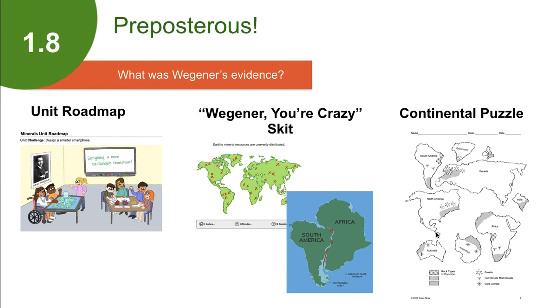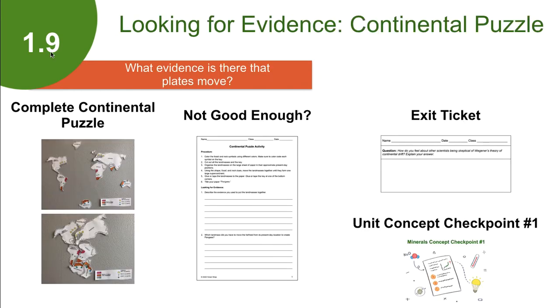Students analyze the data themselves by trying to put together the continental puzzle to see if the continents really might have moved around and fit together at some point in the past. In lesson 1.9, students complete their continental puzzle activity, matching rock and fossil types to provide evidence that the continents used to be in different places than they are today. A worksheet scaffolds them through creating claim, evidence, reasoning paragraphs, modeling what Alfred Wegener did with his peers.